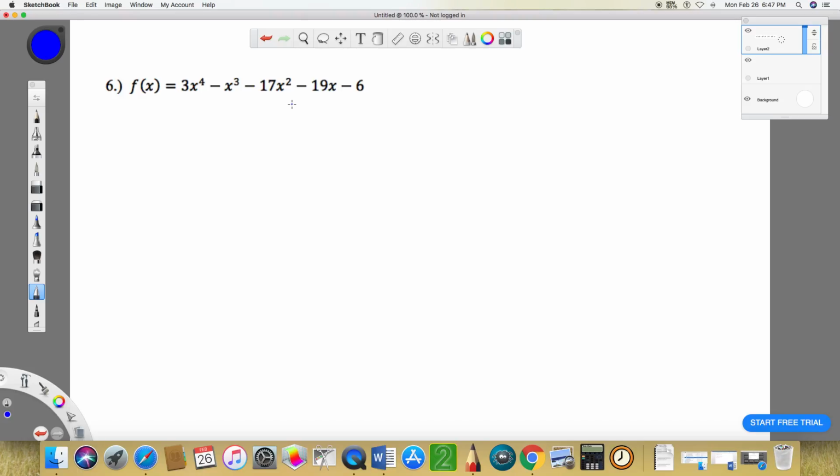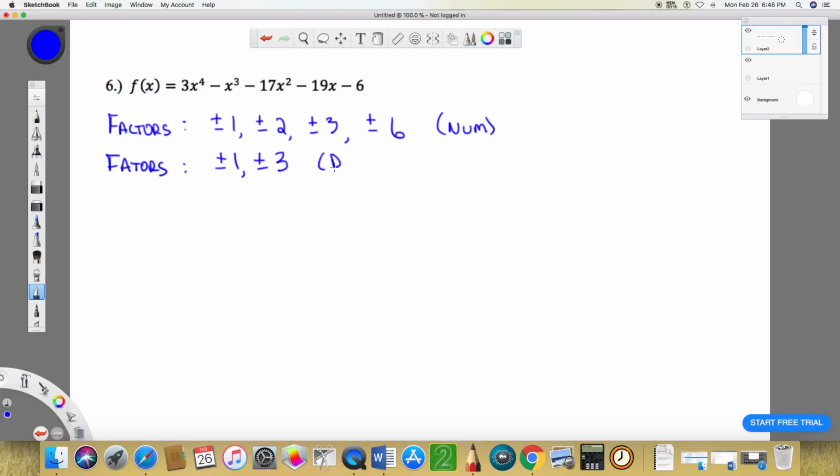All right, so let's look at the factors of the constant term. And that's 1, 2, 3, and 6, and well, plus or minus each of those. And these are going to be numbers that we put in a numerator. We look at the leading coefficient, and it has factors of 1 and 3, and that's going to be numbers that are in our denominator.